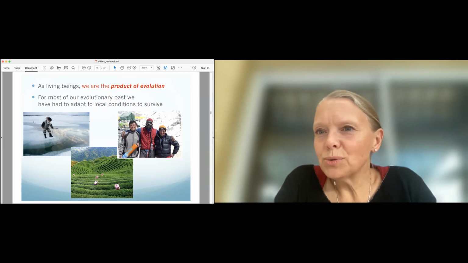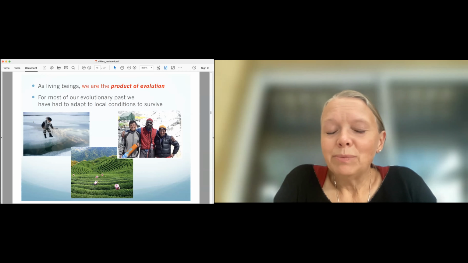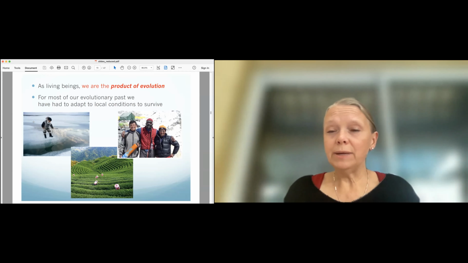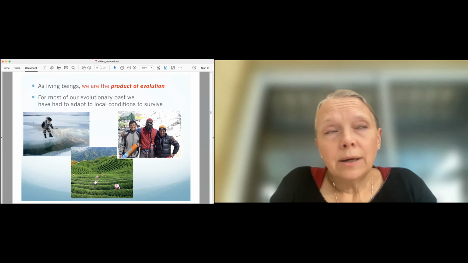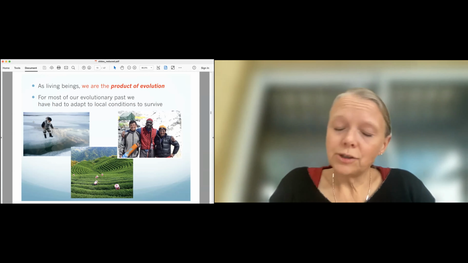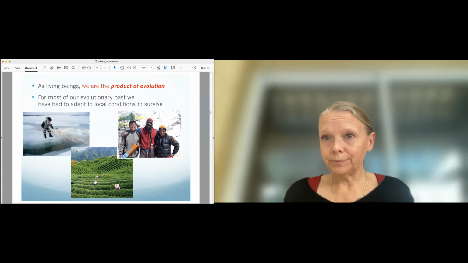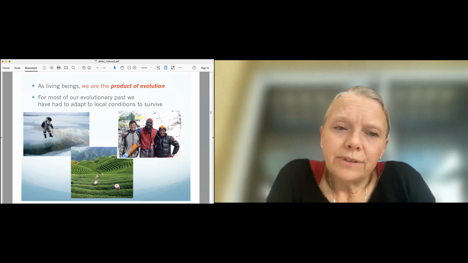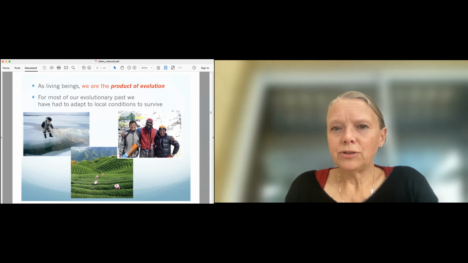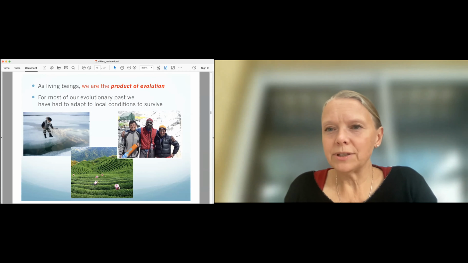So just to keep in mind that in the evolutionary past across the globe, Homo sapiens is, I think, the only single species that has spread across the whole world. And so we have adapted to a host of different environments and climates. And even here, this is a picture of two Sherpas with a guy climbing Mount Everest.